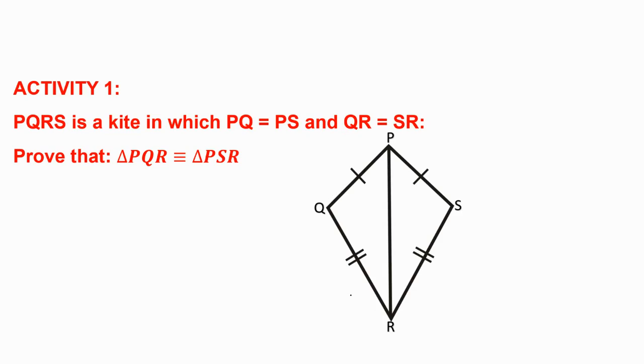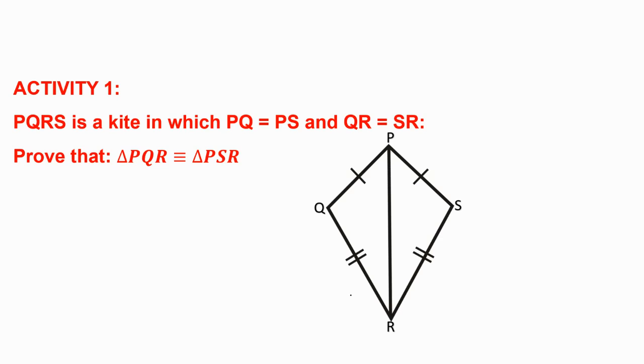Now let's do this activity. PQRS is a kite in which PQ is equal to PS, we're given that, and QR is equal to SR. Prove that triangle PQR is congruent to triangle PSR. Let's try that. I want to give you time. Just pause the lesson and try.